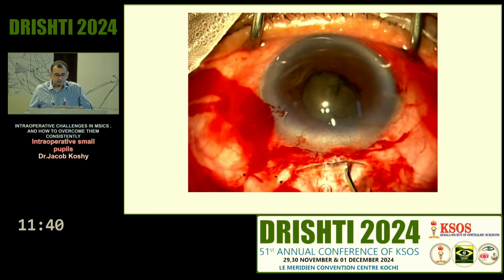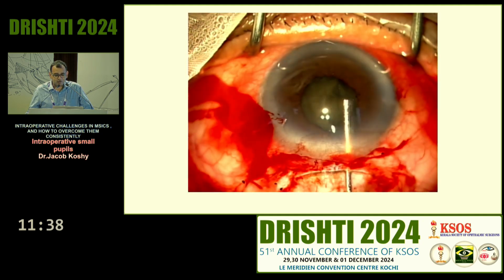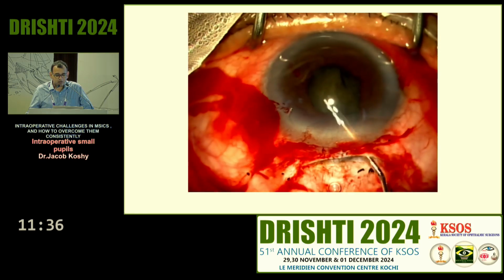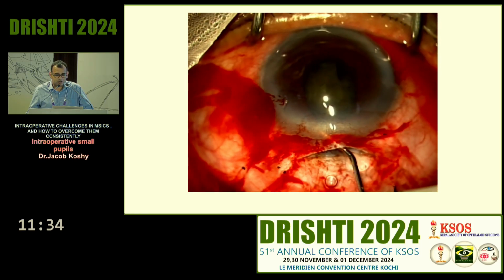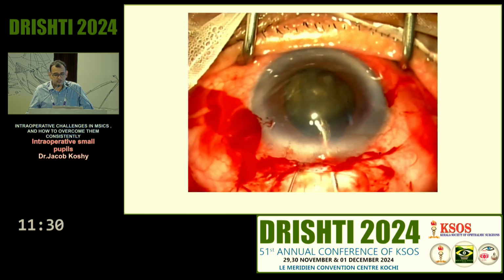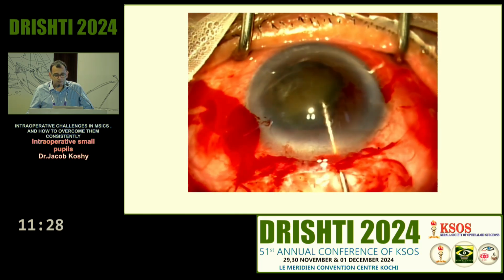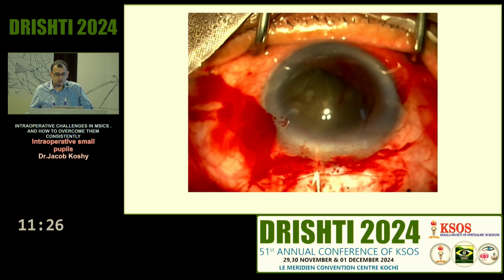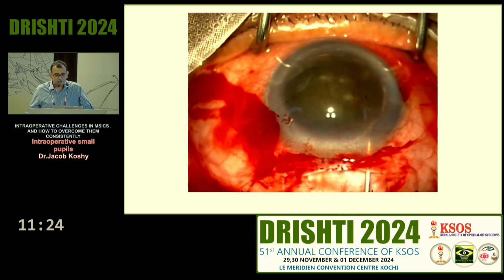Now I'm left with the difficult task of prolapsing the nucleus. Good hydrodissection is absolutely essential, and you can use the two-hook technique, which is now very popular, to get one pole up and then rotate the nucleus into the anterior chamber. So till here it is fine.